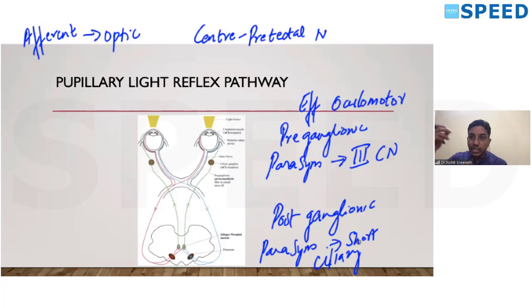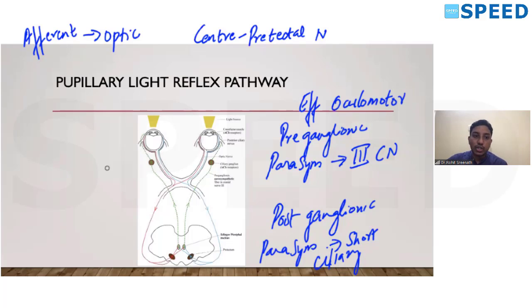So the light which is shown on the eye will travel via the optic nerve, then the pretectal nucleus. From the pretectal nucleus, which is the center for the light reflex, it goes to the Edinger-Westphal nucleus through the internuncial neurons. From the Edinger-Westphal nucleus, the preganglionic parasympathetic nerve fibers travel via the oculomotor nerve to the ciliary ganglion, and from the ciliary ganglion, the postganglionic parasympathetic nerve fibers travel via the short ciliary nerves, which supply the sphincter pupillae. The sphincter pupillae will constrict. So this is the pathway for the light reflex.